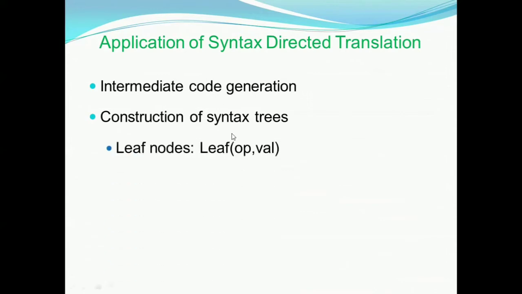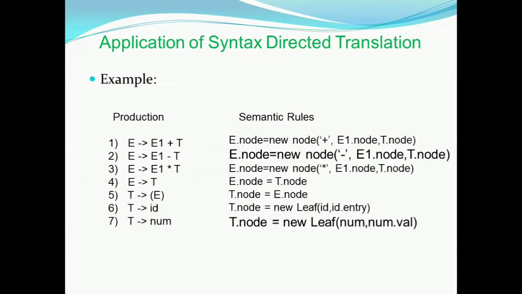So in case of construction of the syntax tree, we construct two types of nodes. One is the leaf node, which consists of an operand followed by the value. The other one is the intermediate node, which consists of an operator followed by the number of children associated with that particular node. So these are the two nodes we create when constructing a syntax tree.